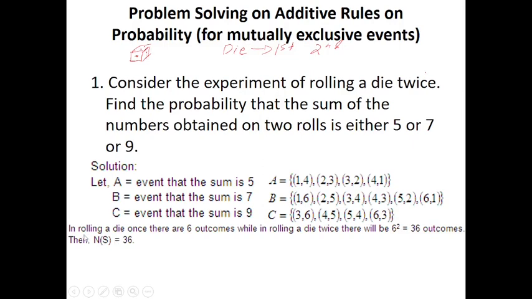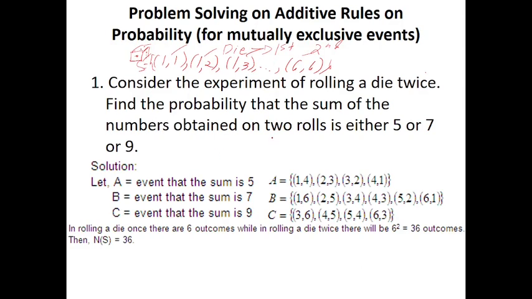So, pero bago yan. In rolling a die once, there are 6 outcomes. Okay? So, 6 lang yon. Pwedeng 1, pwedeng 2, pwedeng 3, pwedeng 4, pwedeng 5, pwedeng 6. While in rolling a die twice, there will be 6 squared or 36 outcomes. So, yun yung 36, di ba? Ang dami niyan. 1, 1, 1, 2. Lahat ng possible. 1, 3. Hanggang umabot ka sa 6, 6. So, kung bibilangin mo lahat yan sa sample space, 36.